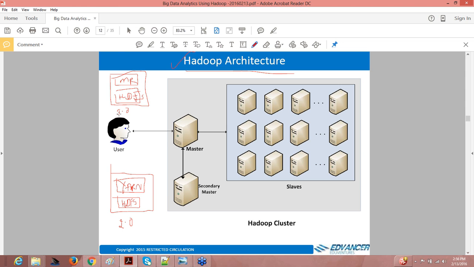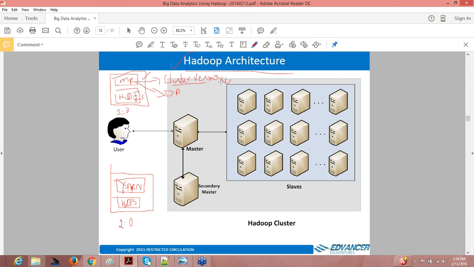The difference between 1.0 and 2.0 is that in Hadoop 1.0, the only data processing engine available was MapReduce. In 1.0, MapReduce, the data processing component of Hadoop, was performing two functions. One, data processing itself, that is managing the application lifecycle. Second, it was managing the cluster resources.